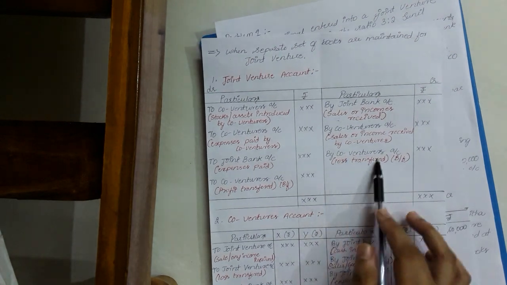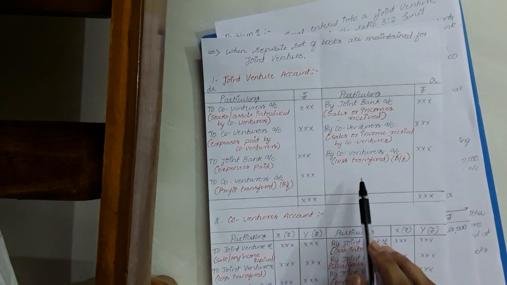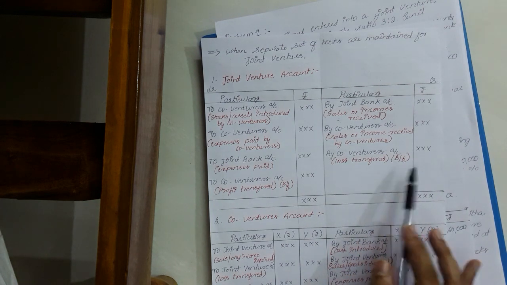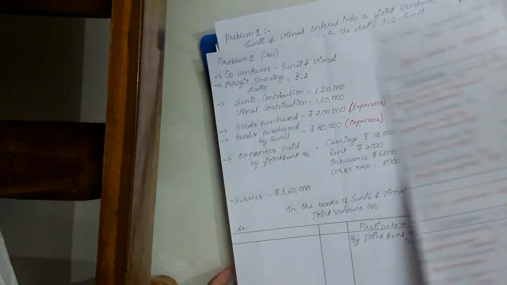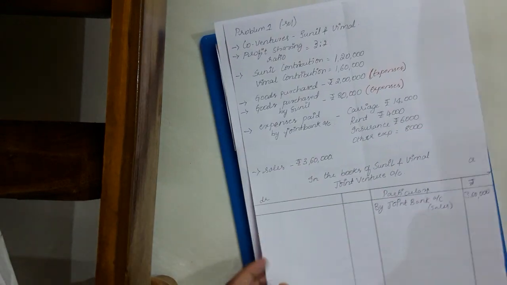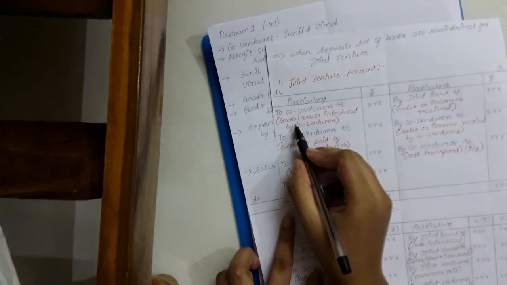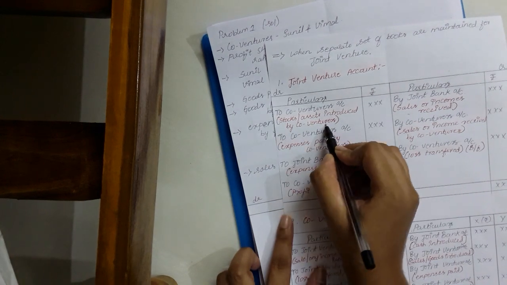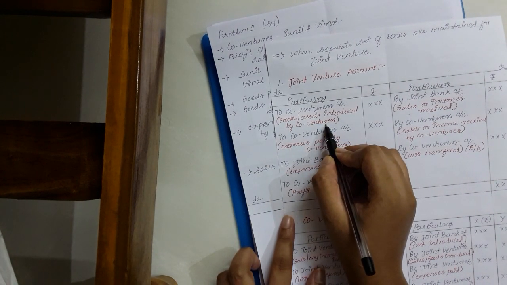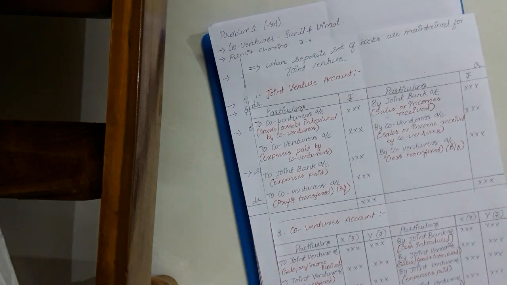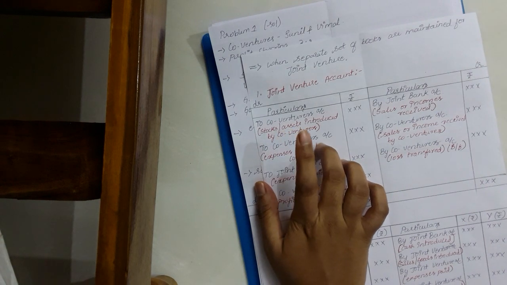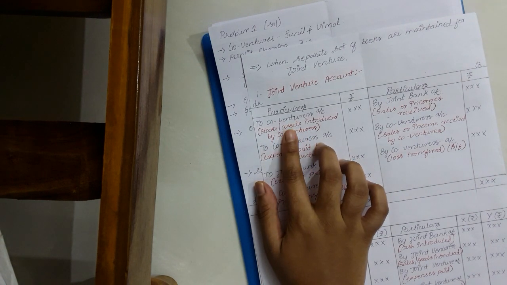Next, this is the co-ventures account. If there is a loss on the joint venture, we will write it here, but we still don't know this balancing figure. Let's write the debit side first. On the debit side we have: to co-ventures account, that is, stock or assets introduced by co-venturers. Any purchases made or any stock or assets introduced by the co-venturers are recorded here.